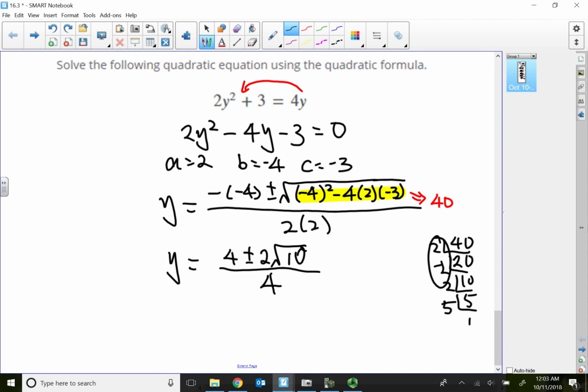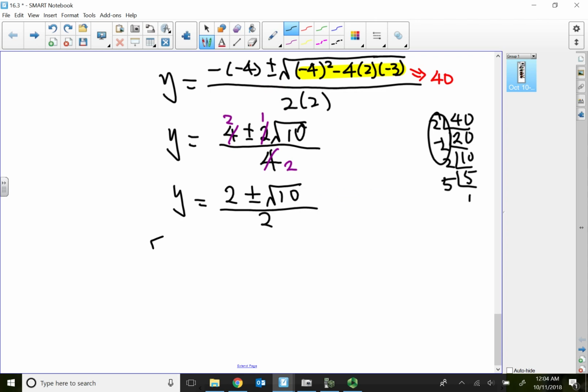All right. Now, what we see here is the 4, the 2, and the 4 on the outside. All three of them can be reduced, so I will reduce them by 2. So that gives me 2 down here, 2 up front, and a 1 between the plus minus and the square root, so I'm not going to write the 1. I'm just going to simply write 2 plus minus square root of 10, whole thing over 2. So when I put my answer in the solution set, I will say 2 minus square root of 10, both over 2, comma, 2 plus square root of 10, whole thing over 2.